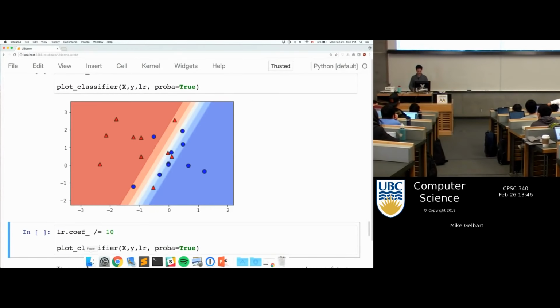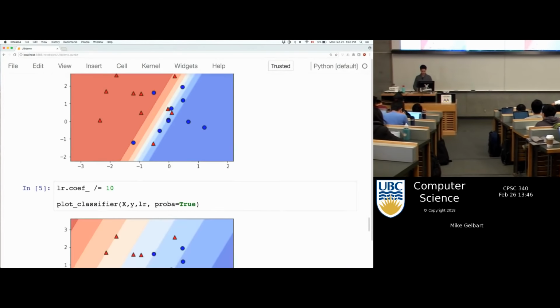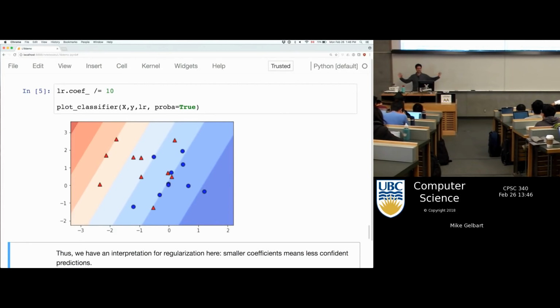And I can also make the coefficients smaller. And I get this very cautious, probabilities between 0.4 and 0.6. I don't really know. I just kind of think this and think that.